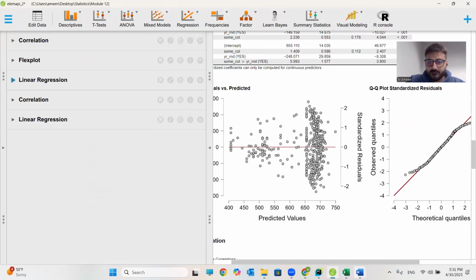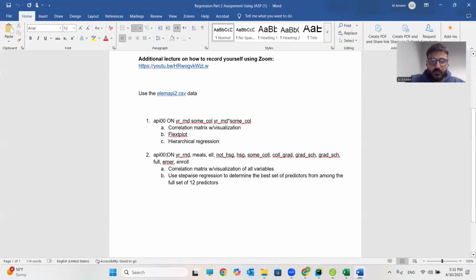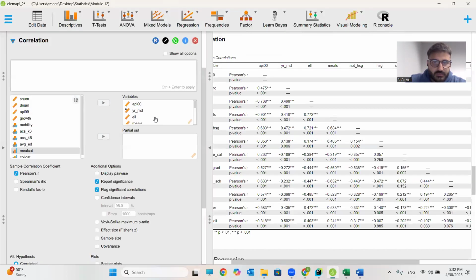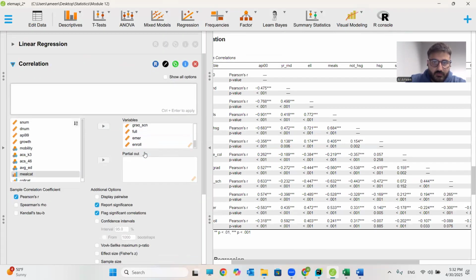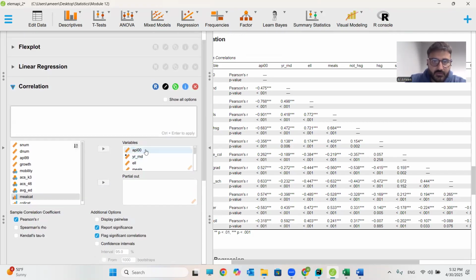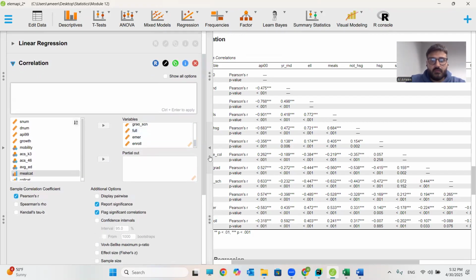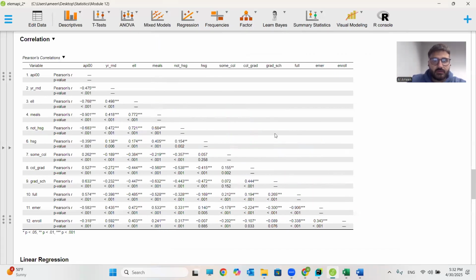The second question, we are now being asked to look at a high number of predictors and see how they affect our API. First, it is asking me to create a correlation matrix and then use stepwise to determine the best set of predictors among all these predictors. So we start our correlation by adding API and all the mentioned predictors. And this is going to create this correlation matrix.